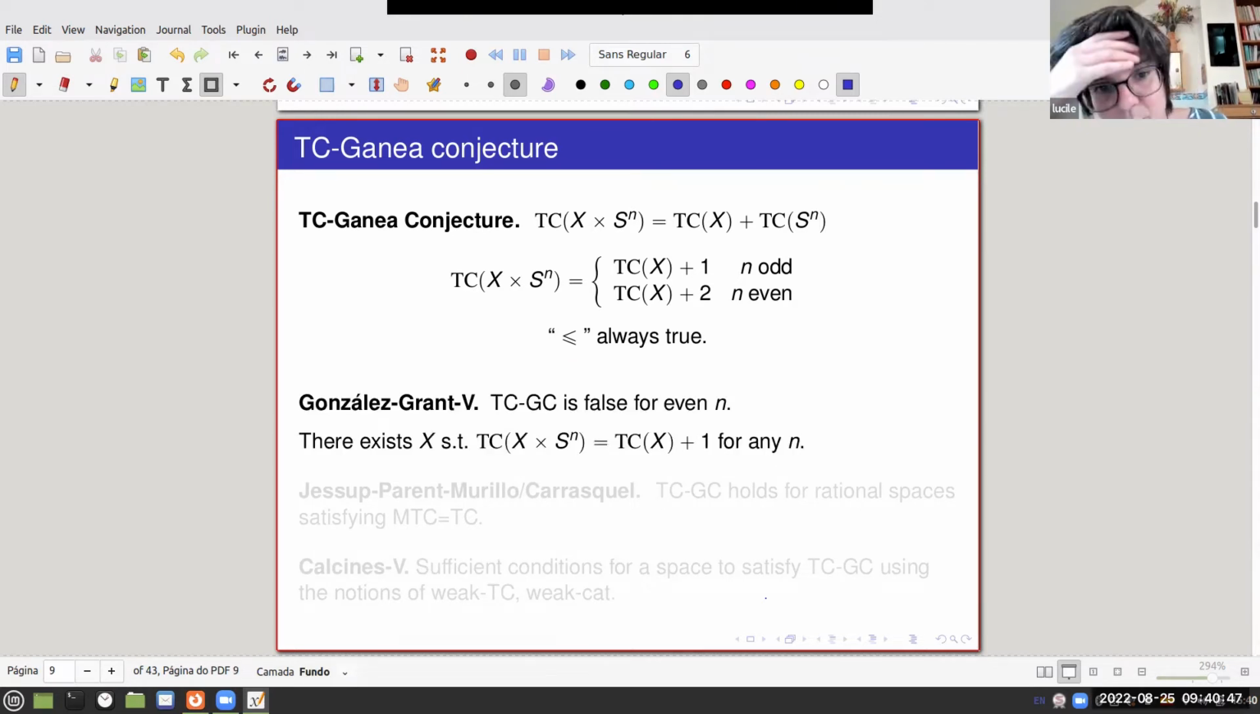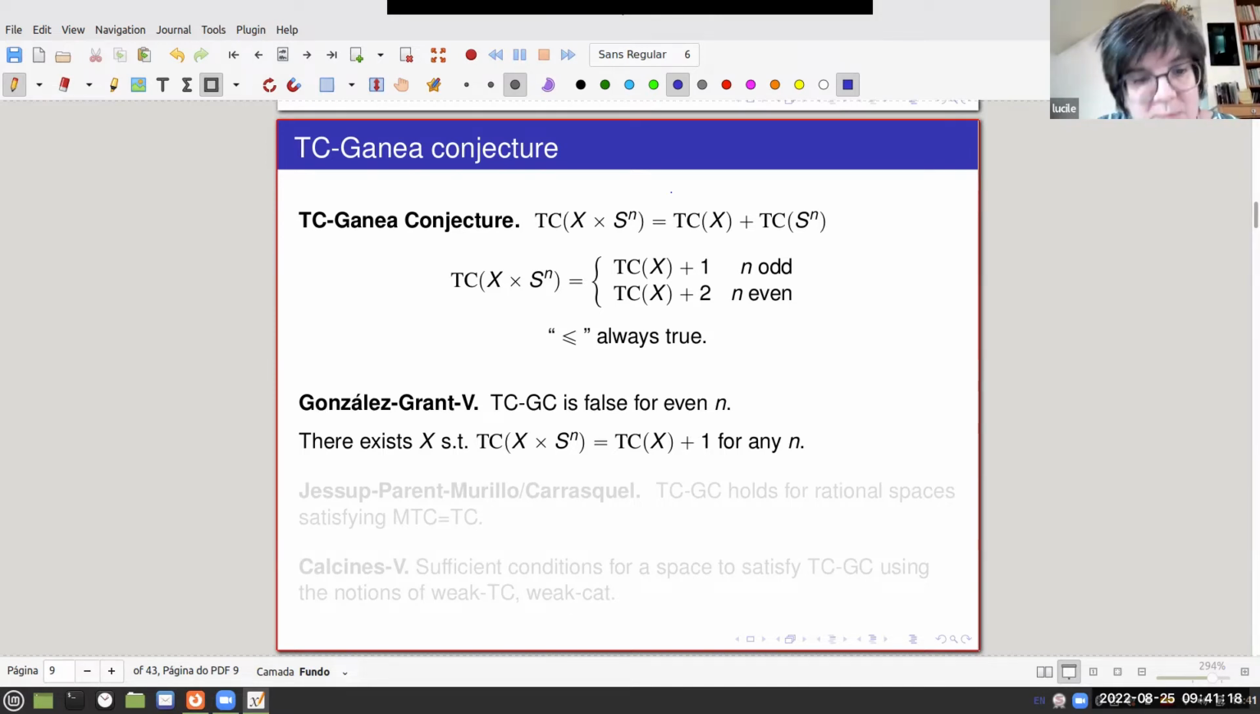In a work with Rezus and Mark on an invariant for the sectional category, we have constructed a space for which TC of X cross Sn is equal to TC of X plus one for any n. Okay, so in particular, this proves that this equality here fails to be true for an integer n which is even.